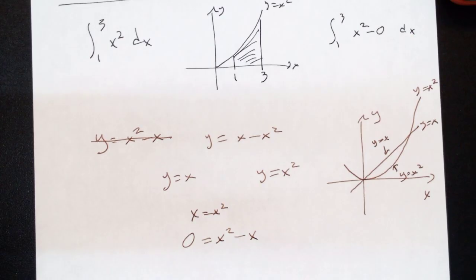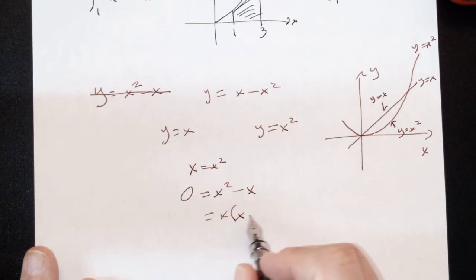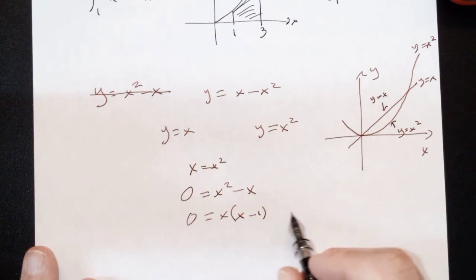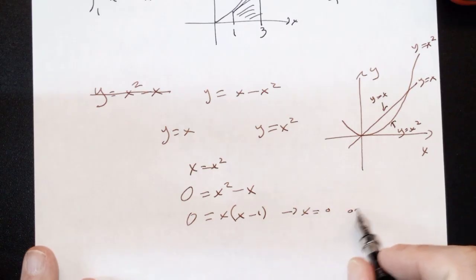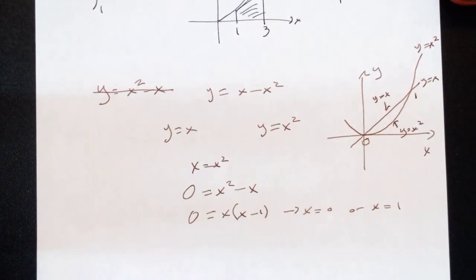I told you we would get back here. And then if I factor out an x, I get x minus 1 here. So either x is 0 or x is 1. Oh, there.